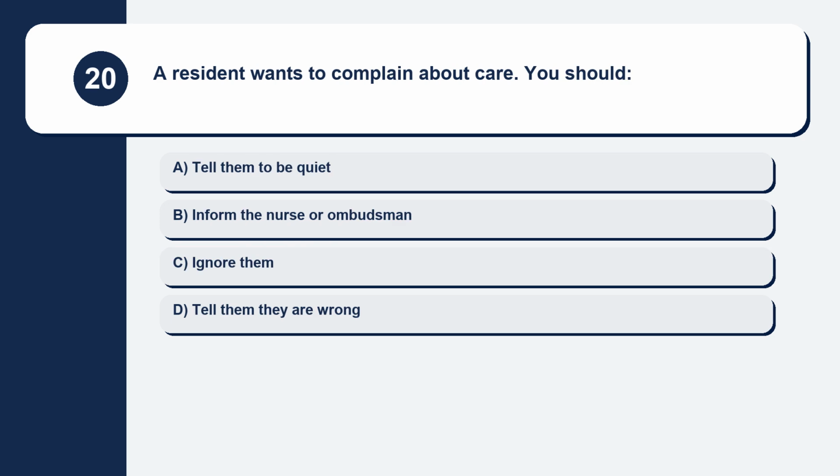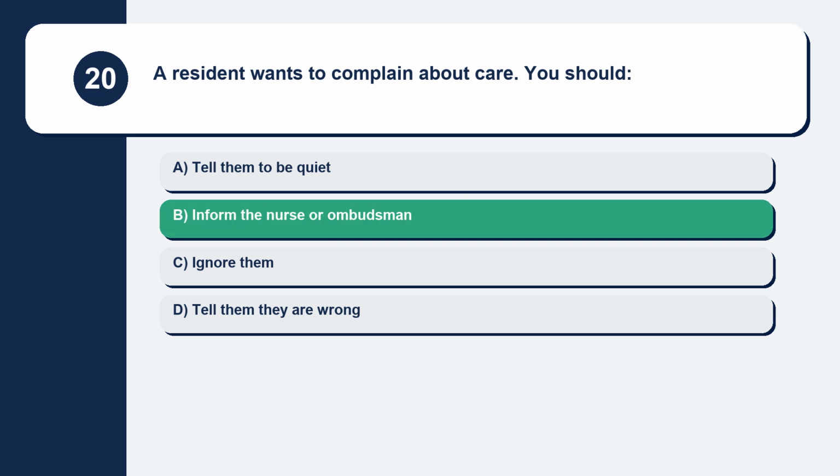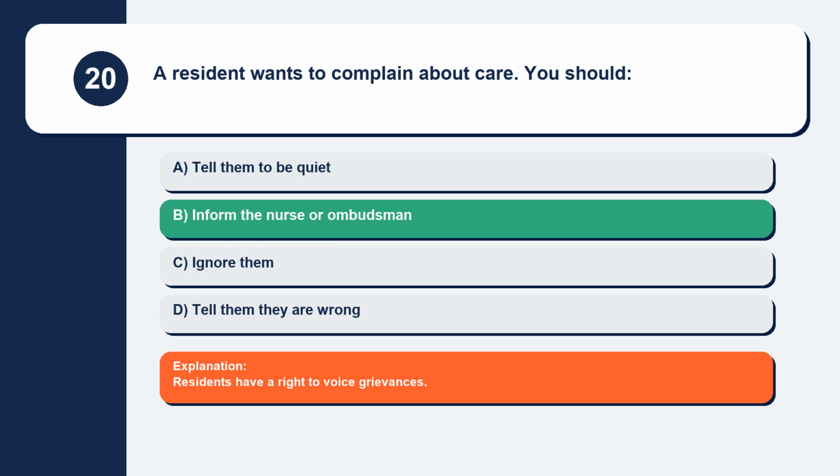Question 20. A resident wants to complain about care. You should tell them to be quiet, inform the nurse or ombudsman, ignore them, tell them they are wrong. Residents have a right to voice grievances.